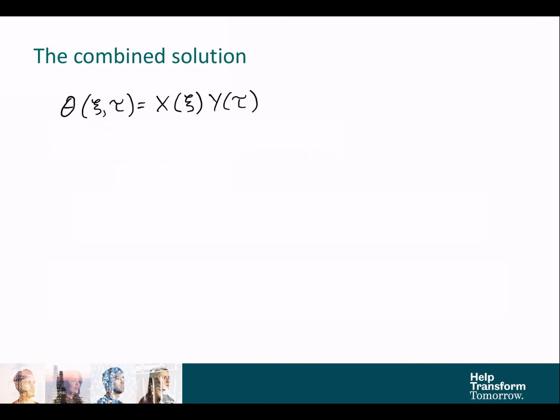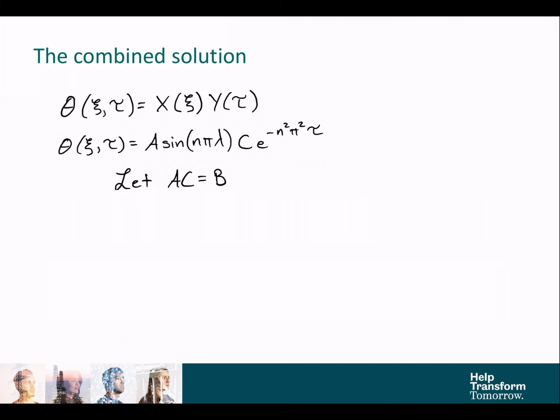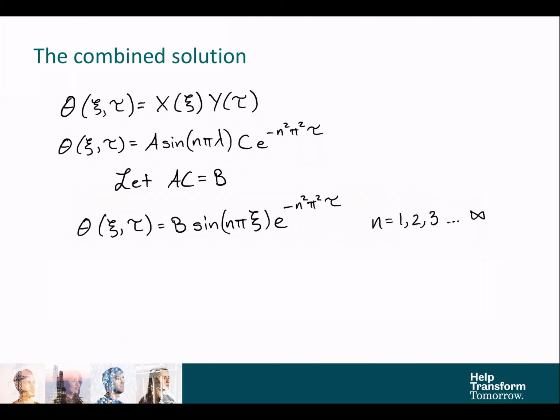We'll plug in what we have now for x and what we have now for y, and we get the full solution for theta. There are two constants of integration, and like last week, we can combine them into a single value since it's just a value that we're going to solve for. And that gives us our expression for the solution to the 1D transient heat equation. n can be any value between 1 and infinity.